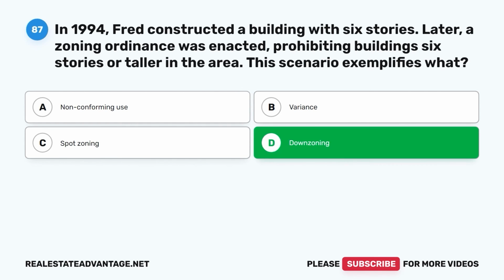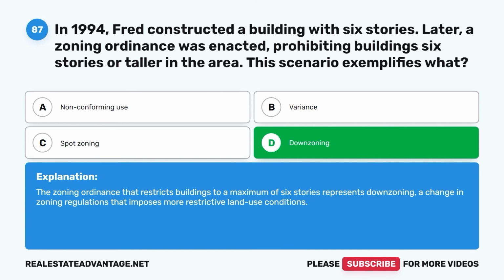The correct answer is D. Down zoning. The zoning ordinance that restricts buildings to a maximum of 6 stories represents down zoning, a change in zoning regulations that imposes more restrictive land use conditions.